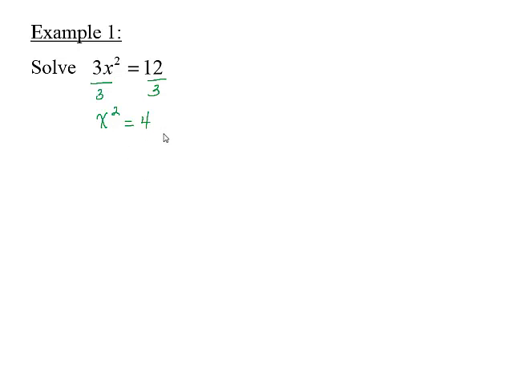Now the equation is in the form that the square root property can be applied. If x squared equals 4, then x equals plus or minus the square root of 4. Simplifying that gives us plus or minus 2 for the solutions. Now plus or minus 2 is also written as negative 2 comma 2. Understand it as two distinct solutions.